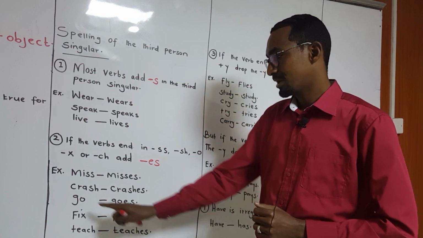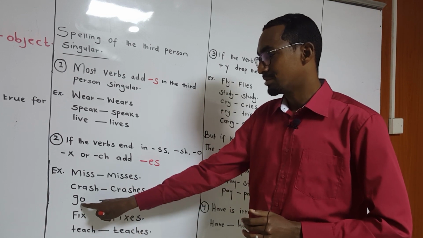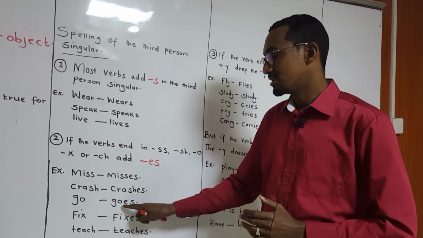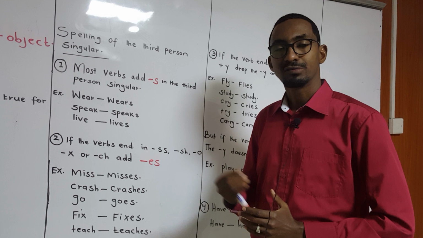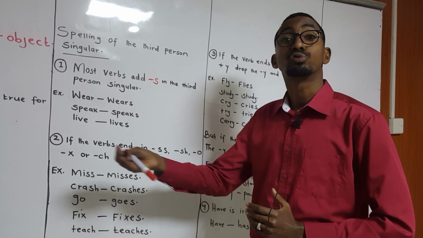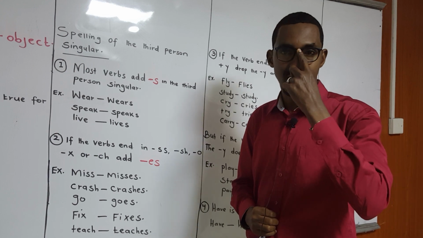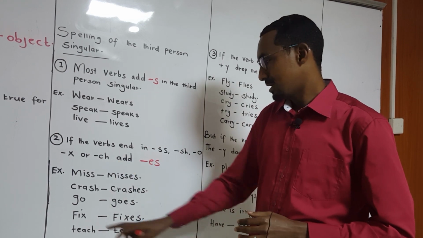Go. This verb ends in o, go. And then you add es, then it will become goes. Let us use it, for example: he goes to school. She goes to the supermarket on Sunday. She goes shopping. Okay?